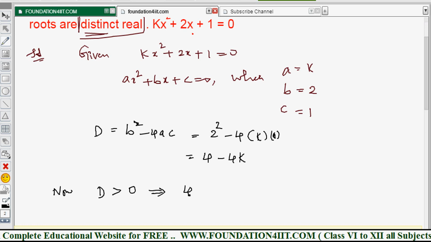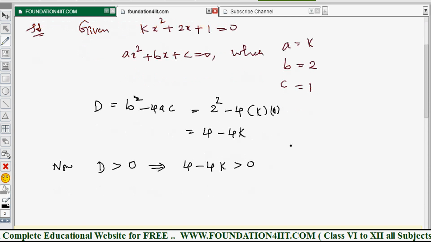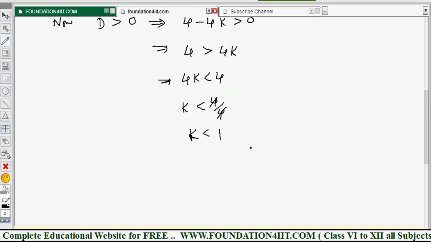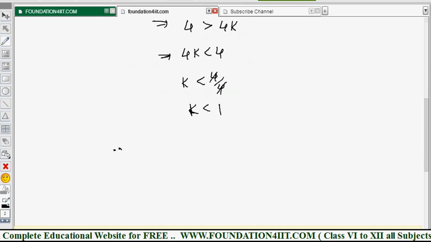That's important. So 4 minus 4k is greater than 0 because the roots are distinct real. Now let us simplify this. That is 4 greater than 4k. When 4 is greater than 4k, then 4k is less than 4, right? Then k is less than 4 divided by 4. Just simplification you can do. Then k is less than 1 because the 4 gets cancelled. Now based on this we can write the required solution set.